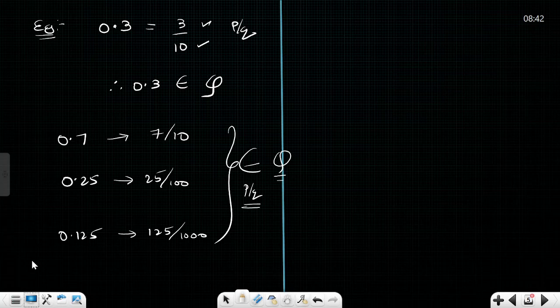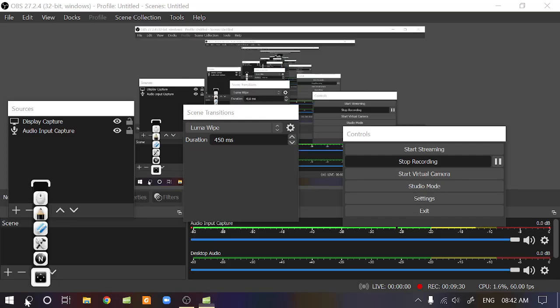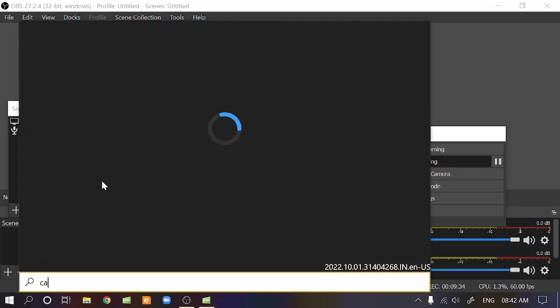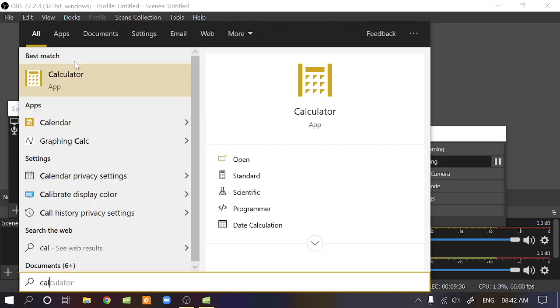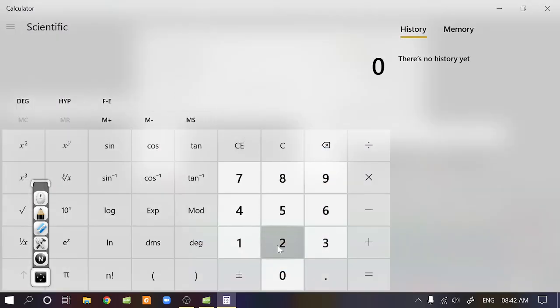Okay. Now actually this is a little high level, but I am giving you, there are some decimals which cannot be written in p by q form. You know what those decimals are, I cannot show you on screen, but I can show you using a calculator. Yeah, let's take up the calculator.